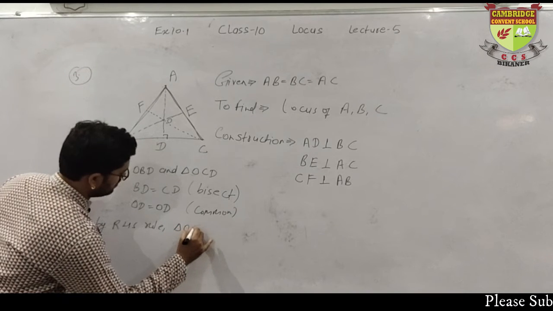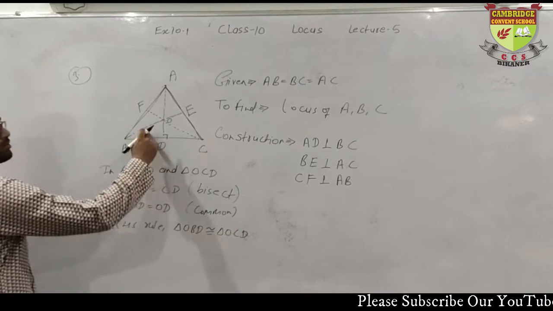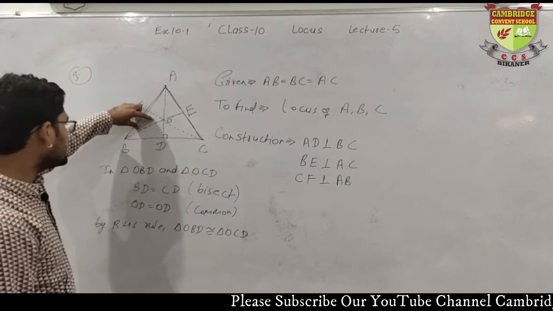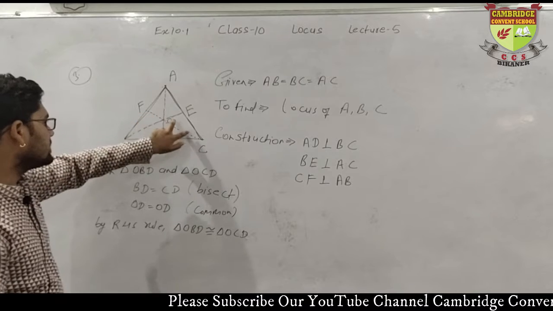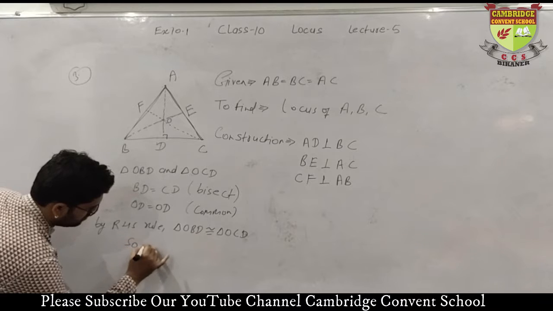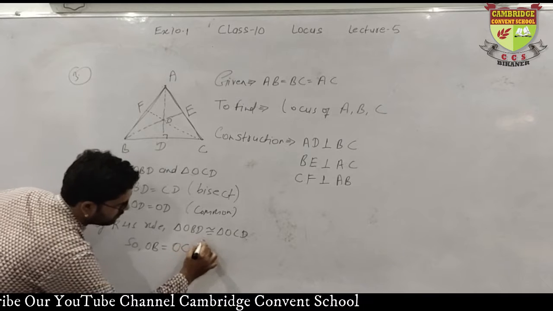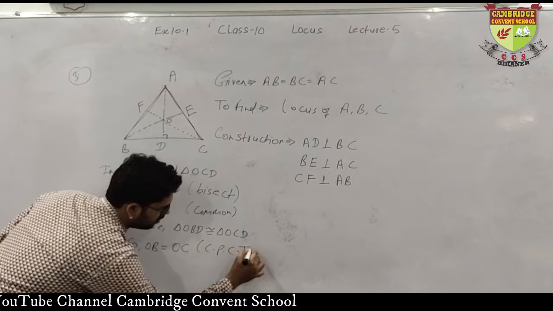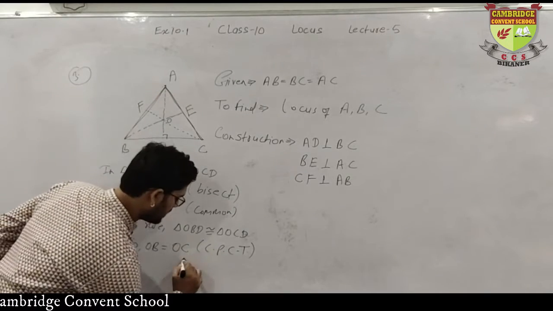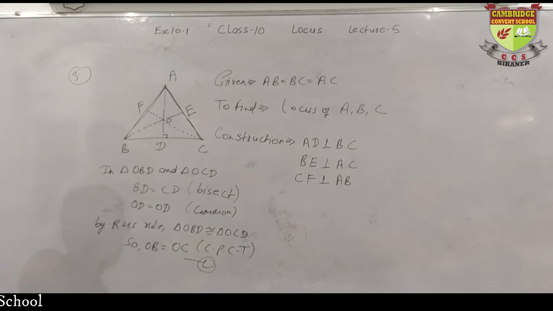Triangle OBD is congruent to OCD. Since both these triangles are congruent, everything of them will be equal, right? So this side of the triangle, this one, and this side of the triangle, this one, will be equal, right? So OB will be equal to OC. Why? CPCT, corresponding parts of congruent triangles. OB will be equal to OC. I will give it the name statement 1. Okay.